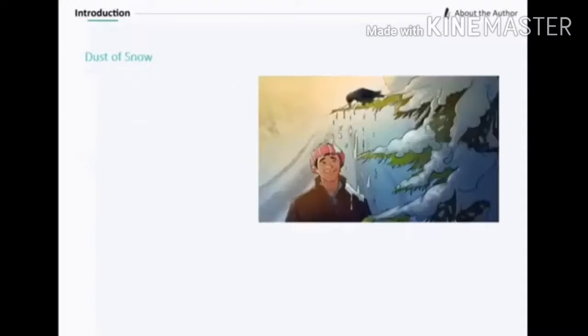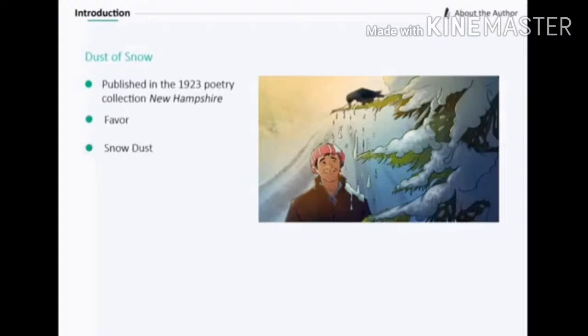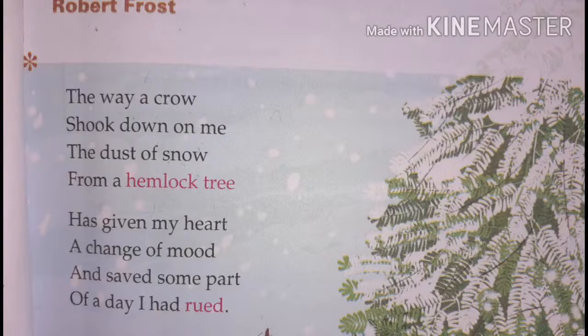Let us see about the title of the poem, Dust of Snow. It was published in the 1923 poetry collection, New Hampshire. In 1920 it was titled Favor, in 1921 it was titled Snow Dust, and in 1923 it was titled Dust of Snow.